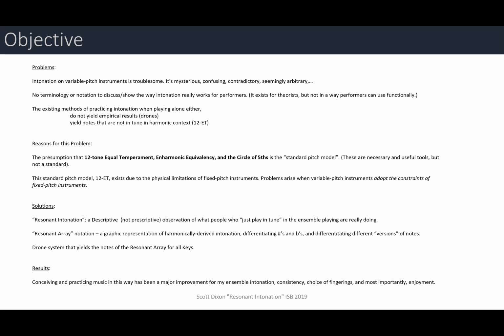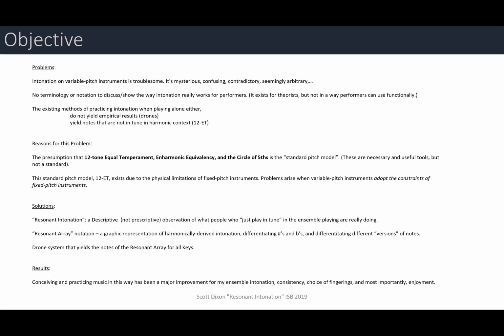The reason for that is the presumption, I know it's small, I'll read it out loud, the presumption that 12-tone equal temperament, in other words the notes on the piano, and harmonic equivalency and the circle of fifths, etc., is in tune, the standard model of the way sound and notes work. That's the reason there's so much confusion about intonation, and frankly so much questionable intonation, particularly in low instruments. I don't mean because low instruments are hard to play or because low instrument players aren't as good. I mean because intonation is actually more important the lower the instrument.